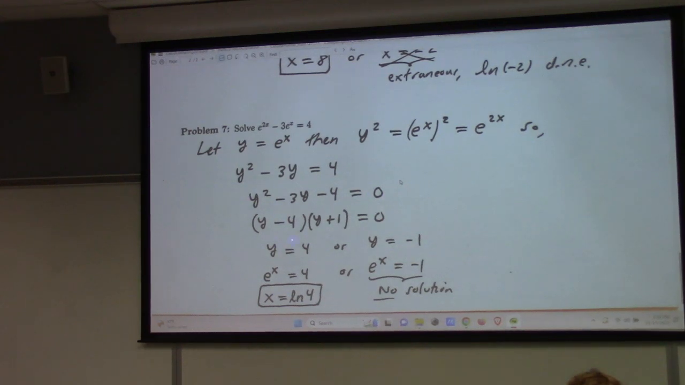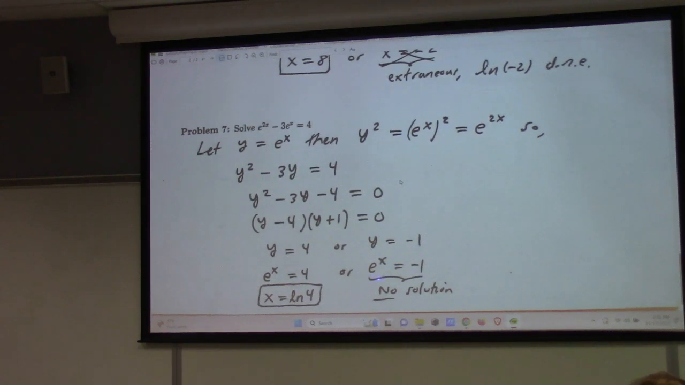And that factors. Oh man, no completing the square again. It's such a bummer. Anyways, it factors, so that's either y equals 4 or y equals minus 1. But remember what y is. y is e to the x, so I've got to undo that substitution. I've got e to the x equals 4, and e to the x equals minus 1.